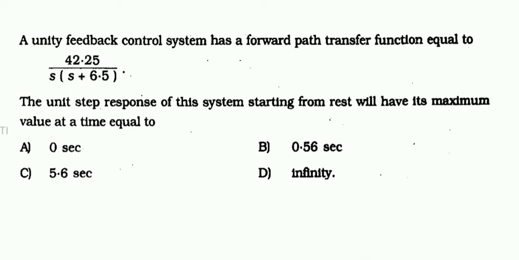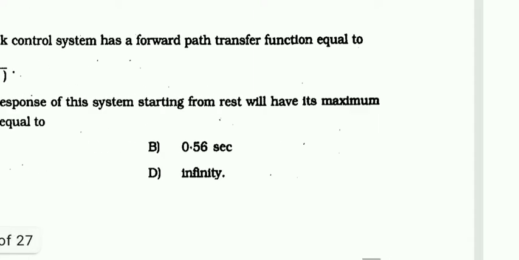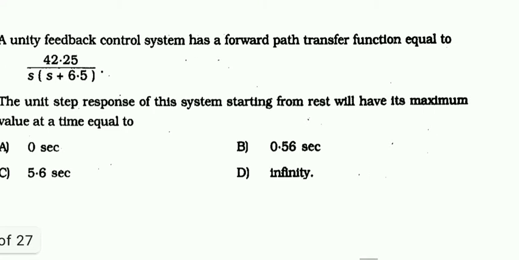A unity feedback control system has a forward path transfer function equal to 42.25 divided by s into (s plus 6.5). The unit step response of the system starting from rest will have its maximum value at a time equal to dash. Let us see. So what have they given? They have given the forward path transfer function. Then what do they ask? When will it reach its maximum? Let us see that.